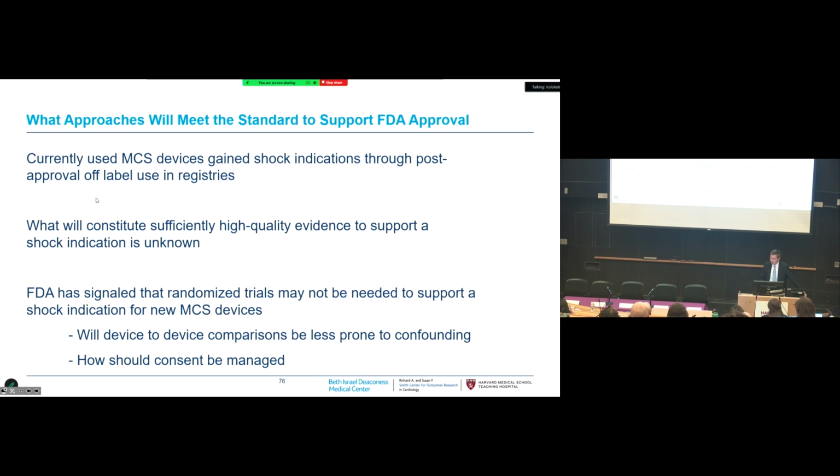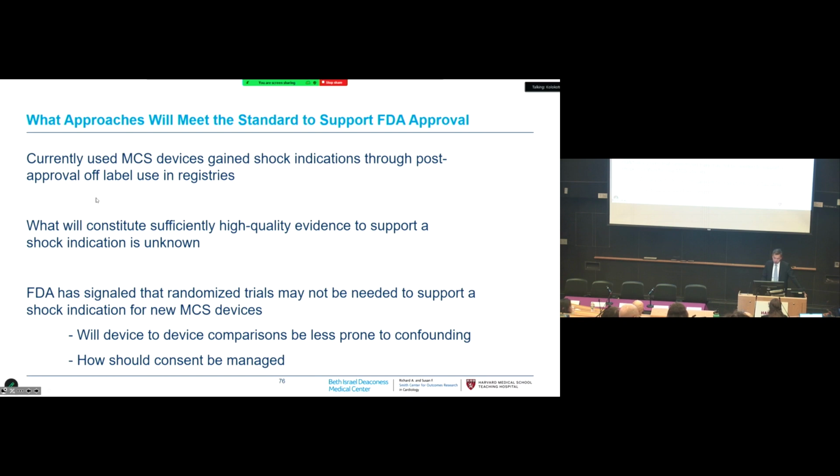So this is my last slide before we have a conversation, which is: what approaches will meet the standard to support FDA approval? Because there's one thing to do an observational study because we are clinically interested, and there's another bar needed to meet the standard for regulatory approval, reimbursement, et cetera. Currently used devices gain shock indications through post-approval off-label use in registries. So they didn't actually require a particularly high level of evidence, but I would say the evidence bar is rising.